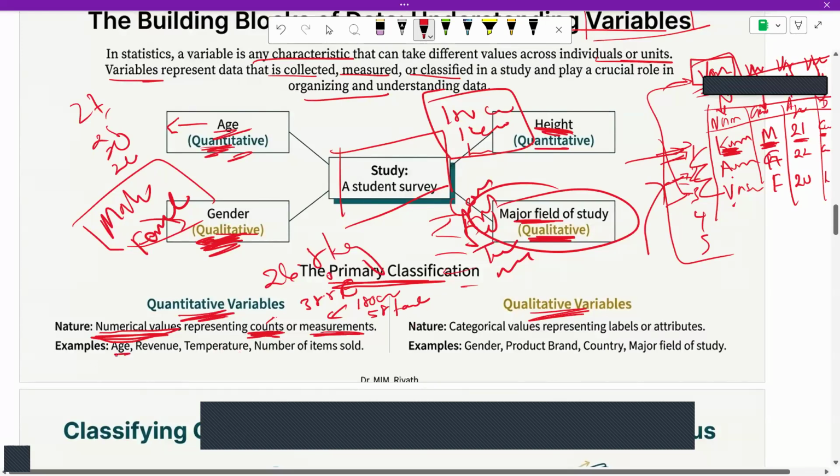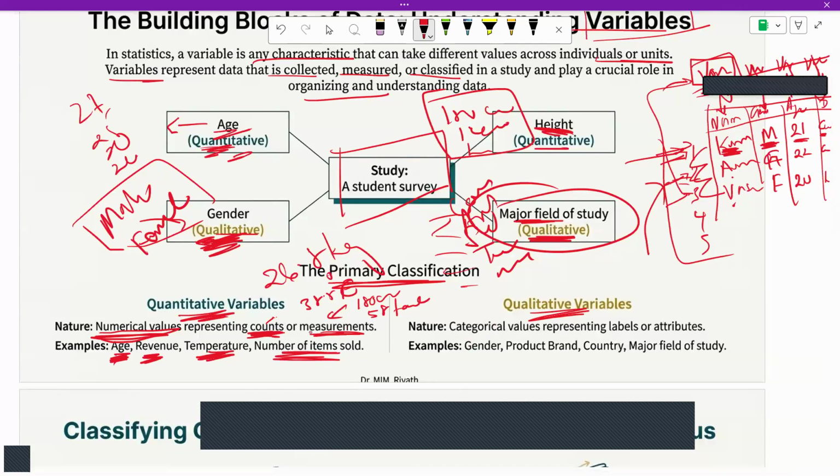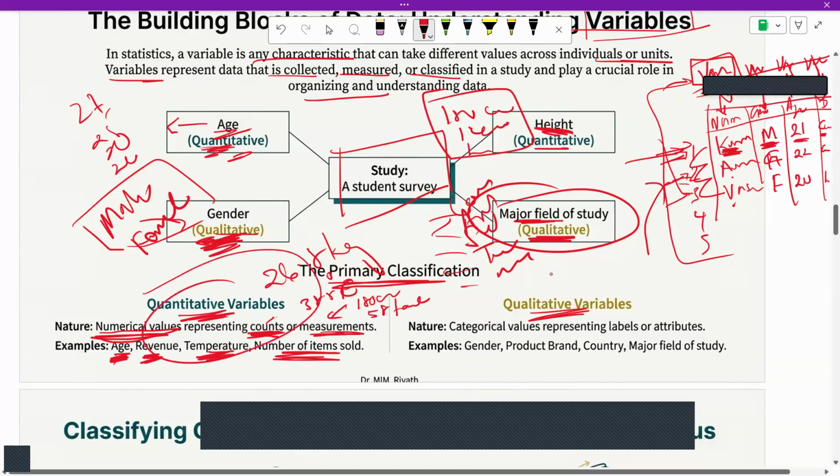For example, age: how old are you? Revenue: how much revenue is there? Temperature: room temperature or body temperature. Number of items sold during the last month. These are quantitative numbers. So these are qualitative variables.